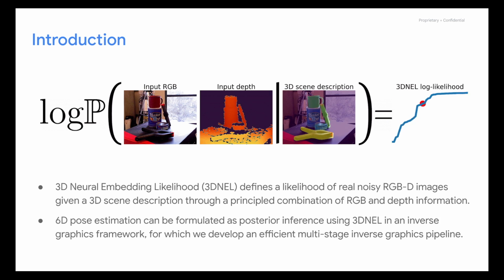3D NEL defines the likelihood of real, noisy RGBD images given a 3D scene description through a principled combination of RGB and depth information. 6D pose estimation can be formulated as posterior inference using 3D NEL in an inverse graphics framework, for which we develop an efficient multi-stage inverse graphics pipeline.